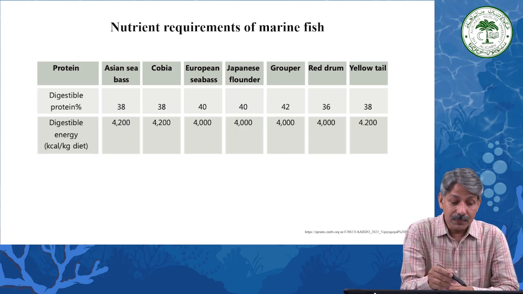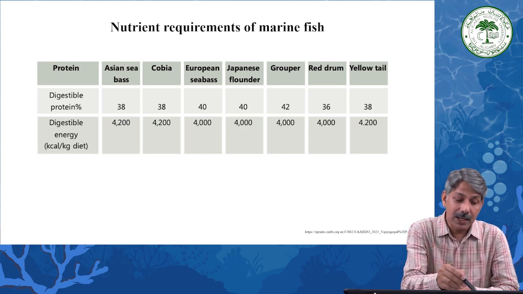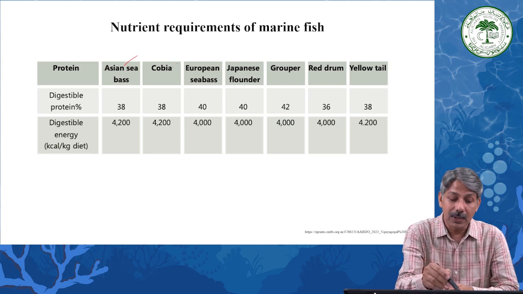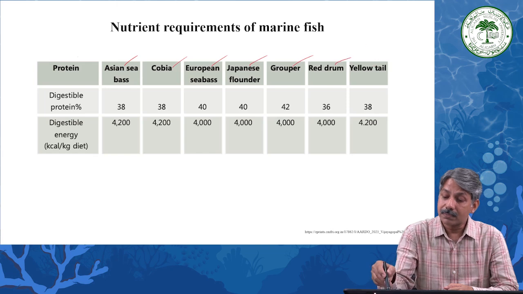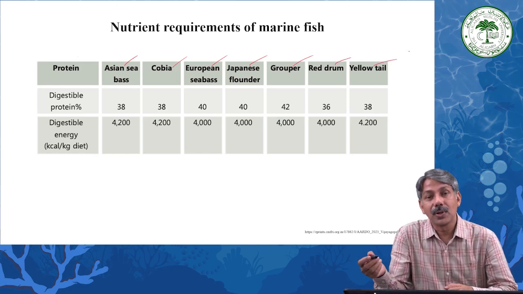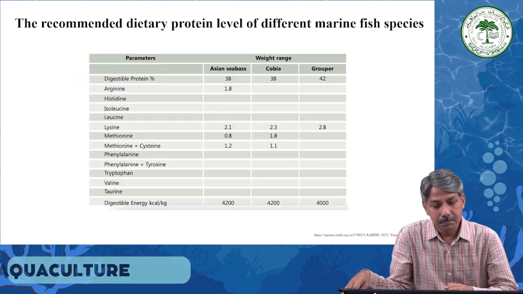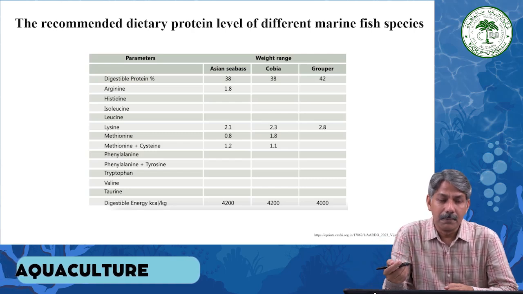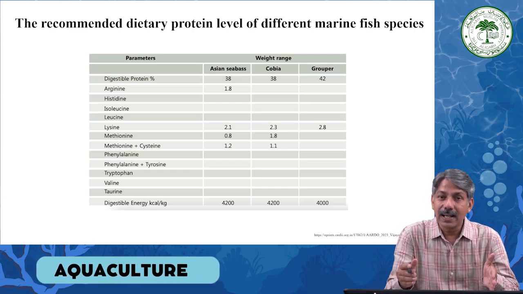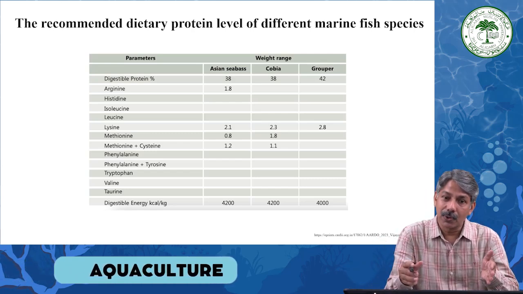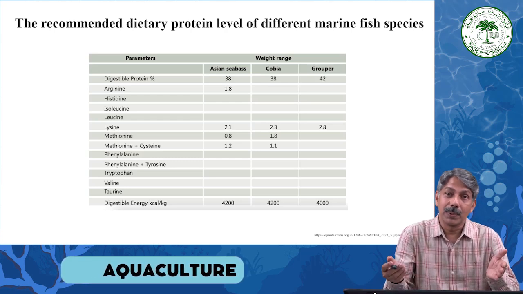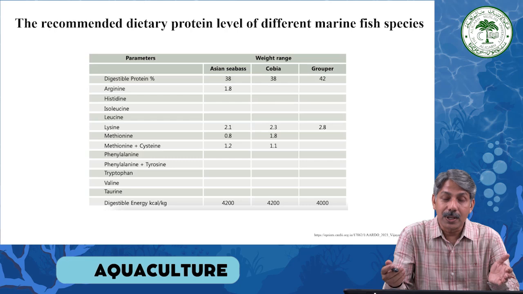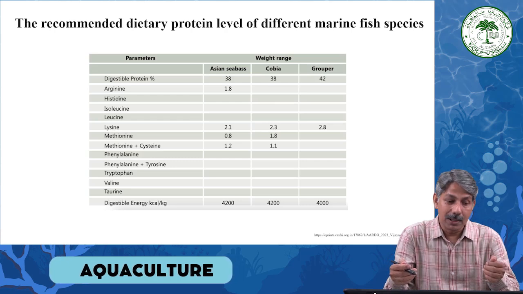Nutrient requirement for marine fish. You can see here that we have information on sea bass, cobia, then European sea bass, Japanese flounder, grouper, red drum, yellowtail. We have information on these, and if we take these data into consideration while formulating diet for these specific fishes, then of course our aquaculture practice will be very profitable and it will be economically viable.